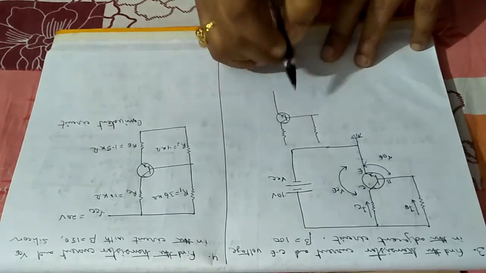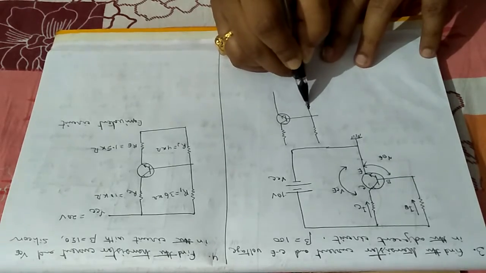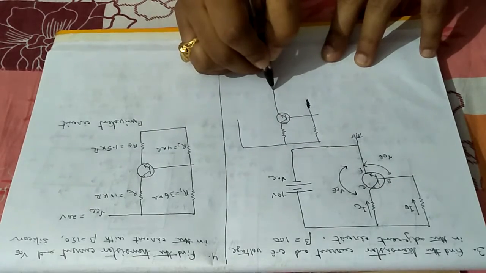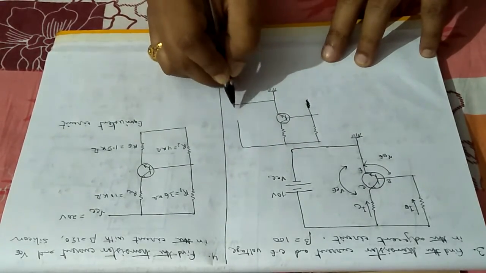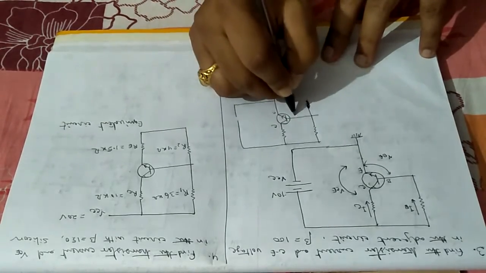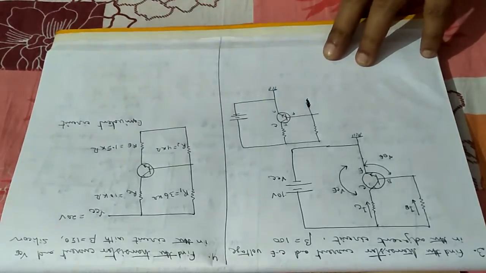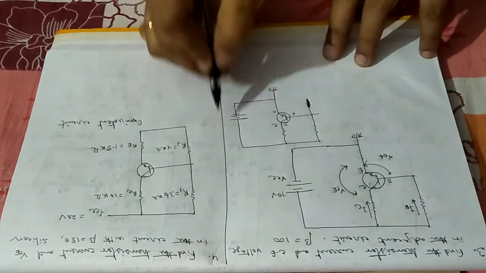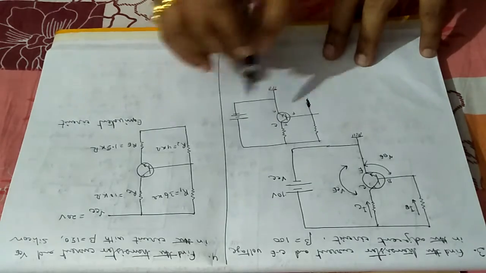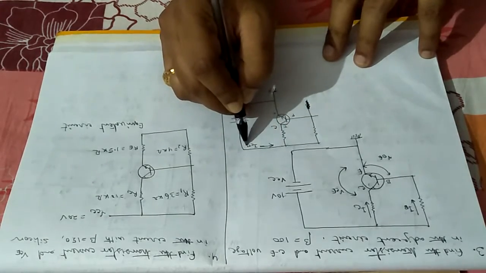There was one resistance at the base, another resistance at the collector, and no resistance at the emitter. Then it was connected with a battery and grounded. This is the collector terminal of the NPN transistor, so the collector junction will be reverse biased. The circuit was like that. So this circuit was the fixed bias circuit.